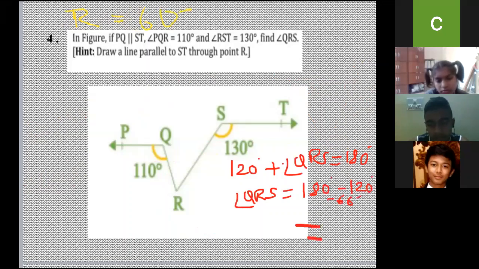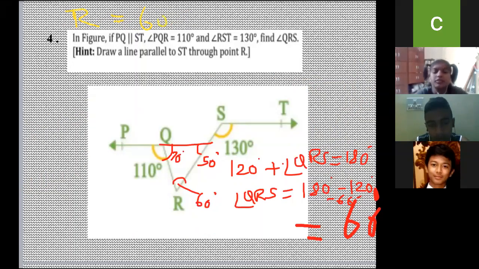Let us verify. According to us, this angle was 70 and this was 50, and we got this as 60. Find whether the sum is 180 or not. Yes, ma'am, it is 180.